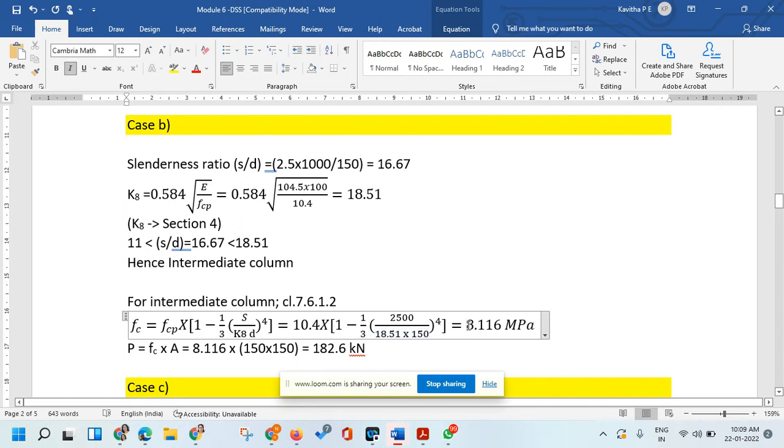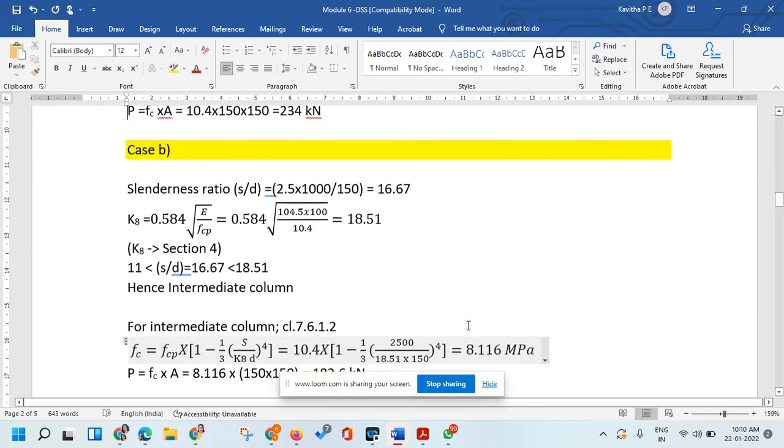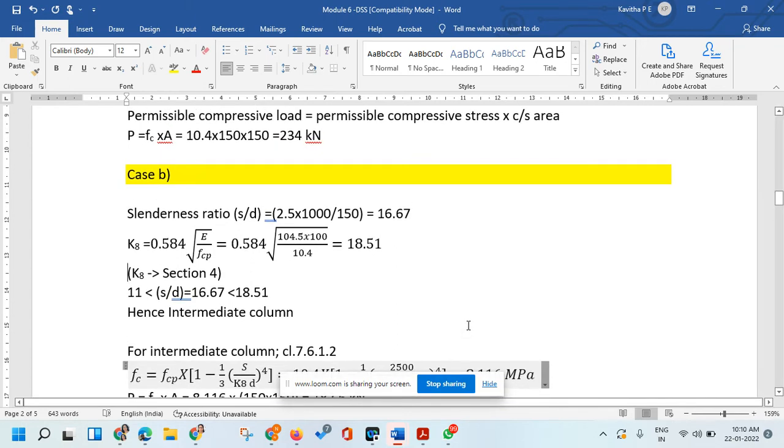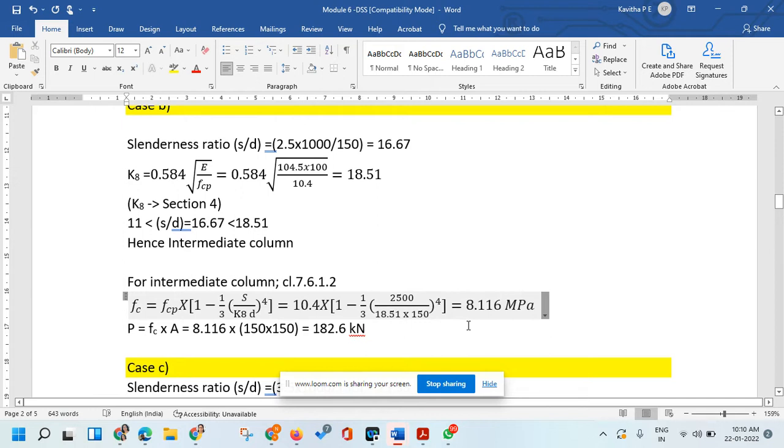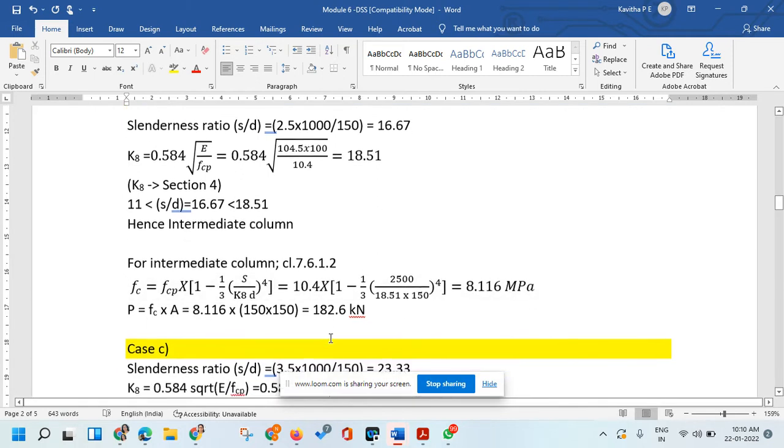To calculate the load carrying capacity, what you can see is FC into A. Thus I get it as 182.6. You can see that for the same cross section, when the length increases, it becomes short column to intermediate column to long column. And as the column changes from short to intermediate to long, the load carrying capacity reduces, because in the first case it was 234, and when it becomes an intermediate column with the same cross section, its load carrying capacity is 182.6.